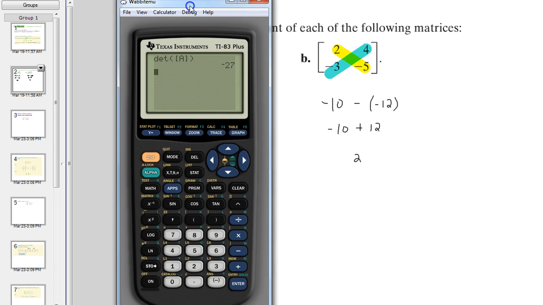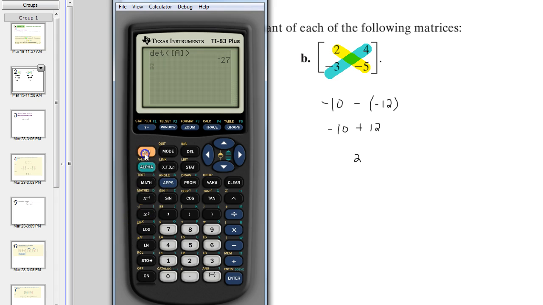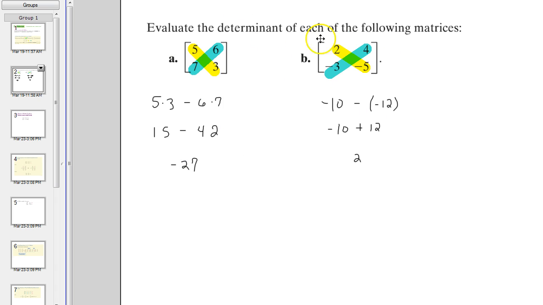Okay, and then I can go back and edit that 2 by 2, put in 2, 4, negative 3, and negative 5, come back. The last thing I did was determinant A, so I just hit enter. I'll do it again, so there's the 2 right there. Okay, so your calculator can do determinants. It's just that DET underneath the math column.